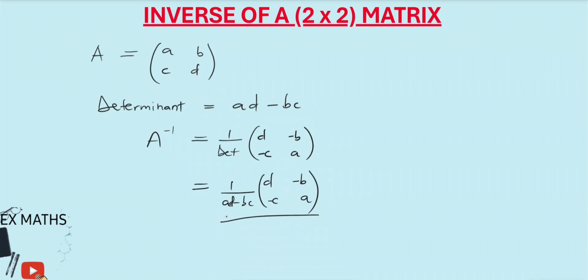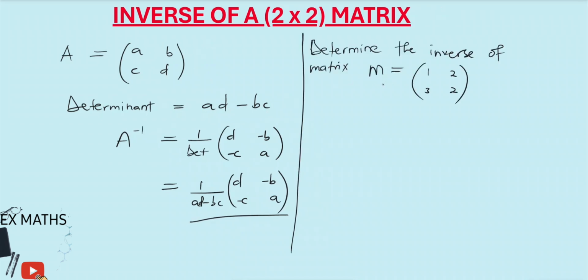Let us have an example. Determine the inverse of matrix M: 1, 2, 3, 2. So what we need to do, the first thing, is to find our determinant. The determinant is AD minus BC. Our A, which is 1, times our D, which is 2, then minus our BC, which is 2 times 3.